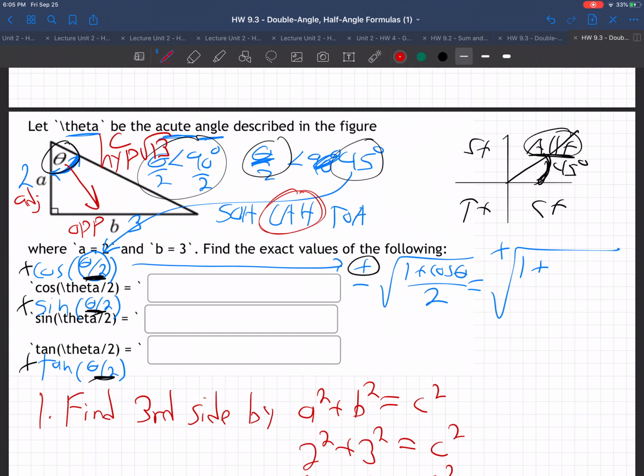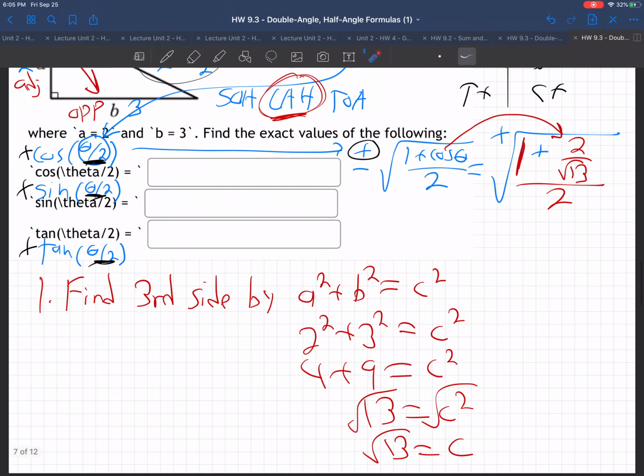Right? All over 2. You tracking with me? Cosine of theta there is 2 over root 13 because that's adjacent over hypotenuse. Okay, so now we have to simplify that. Somehow we've got to simplify that. What should we do to simplify that?